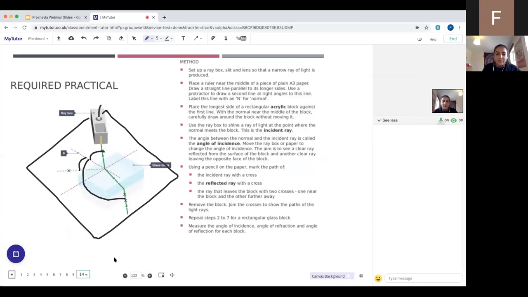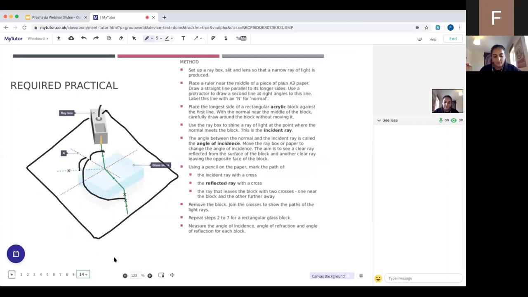That's the formal name of the experiment. But if you just type in GCSE AQA required practical light waves, it's going to come up. There's only one to do with light waves, to do with reflection and refraction, so it will come up. You'll find it straight away.